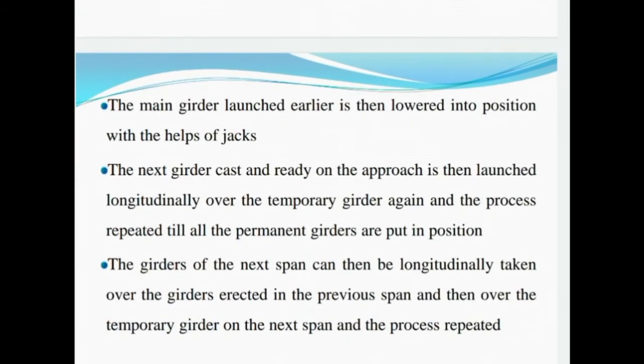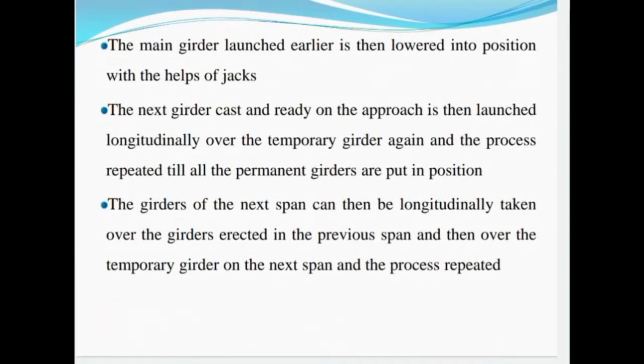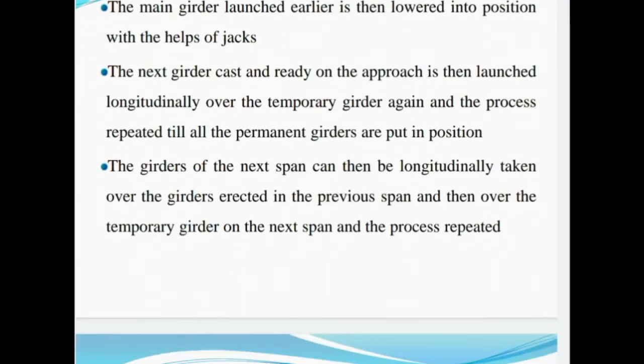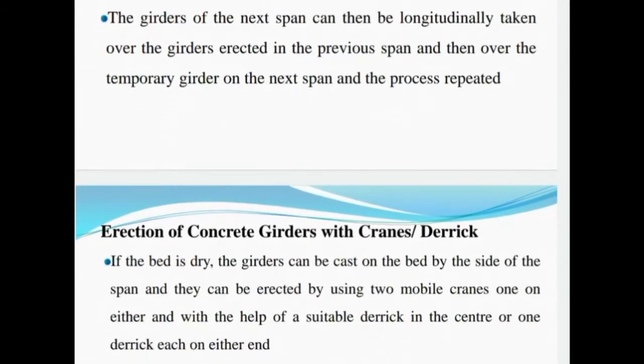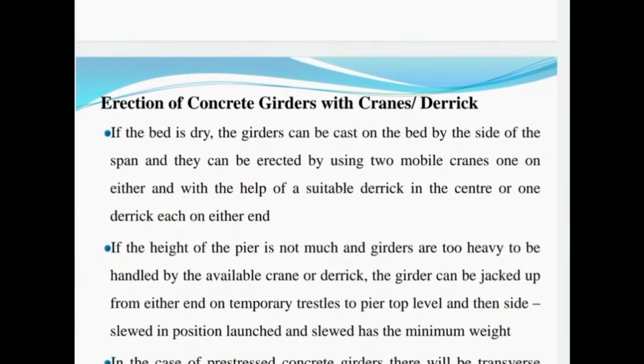And the main girder launched here is then lowered into position with the help of jacks, and the next girder cast and ready on the approach is then launched longitudinally, and the process has to be repeated till all the permanent girders are in position. The girders of the next span can be longitudinally taken over the girders erected in the previous span and then over the temporary girder on the next span, and the process has to be repeated until they are in position.